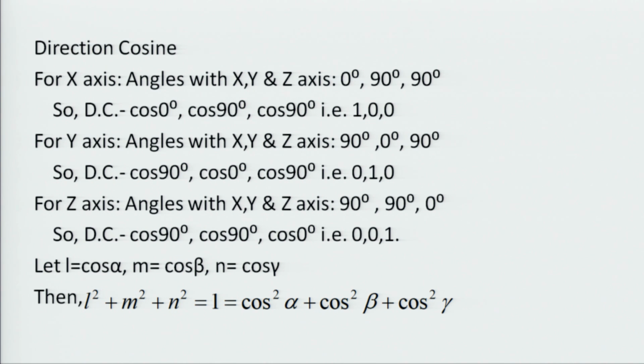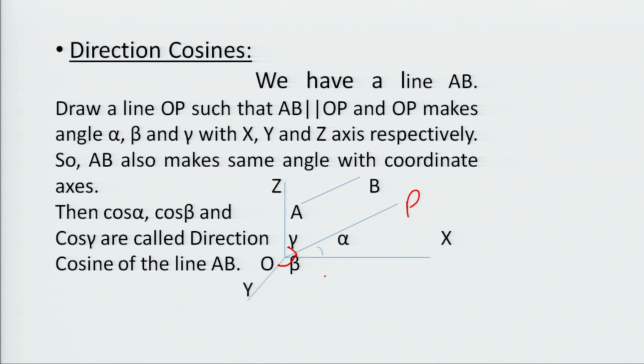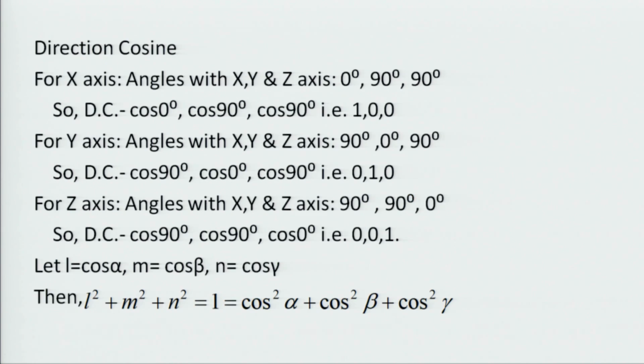Discussion along x axis: angle with x, y, z axis of the line AB. When the line AB makes an angle with the x axis, if we draw it in this direction, the line AB becomes parallel to OX. In that case, AB line makes an angle 0 degree with the x axis, 90 degree with the y axis and 90 degree with the z axis. Here writing only 0 degree, 90 degree, 90 degree.